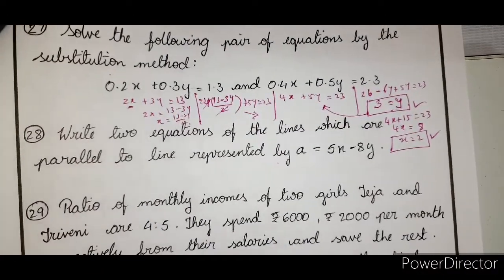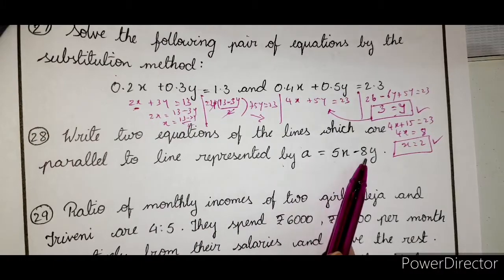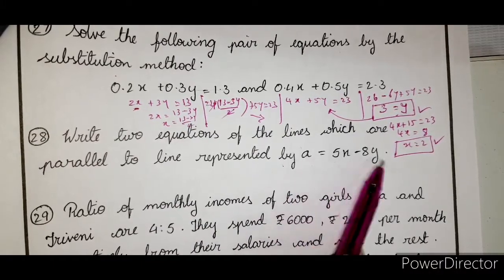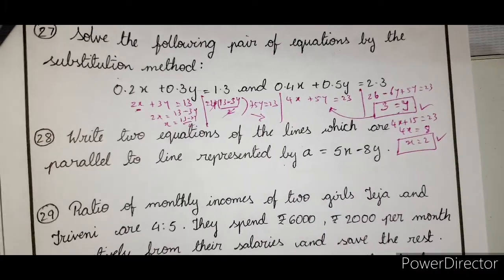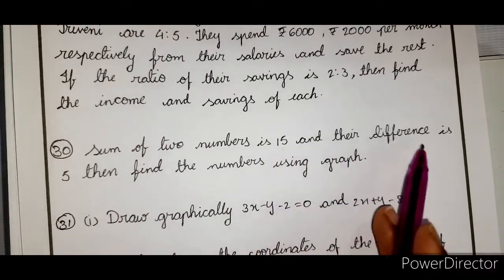Now write two equations of lines which are parallel to the line represented by 5x minus 8y. Just now I said to apply the condition and substitute values satisfying the condition. Now, the ratio of monthly incomes, we finished doing this one. The sum of two numbers is 15 and their difference is 5.